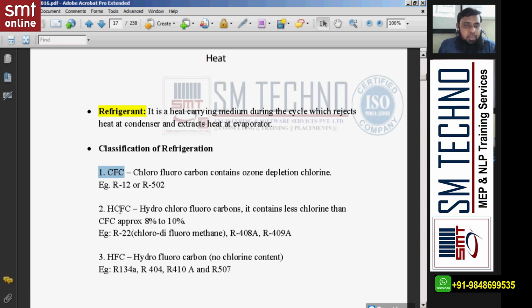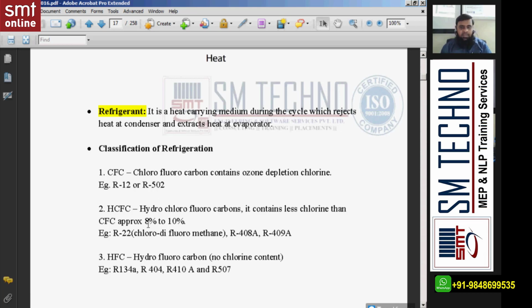CFC is now not in the market. HCFC, the new option, is available. HCFC, hydrochlorofluorocarbon, also contains carbon and chlorine, but less compared to CFC, approximately 8 to 10%. But this also affects the ozone layer. So as per scientists, some say we can use this for the next 5 years, or as per some opinion it can be used up to the next 15 years.